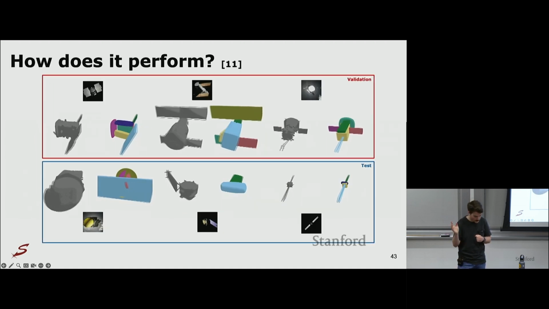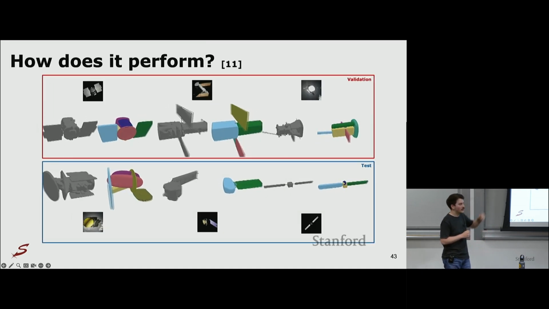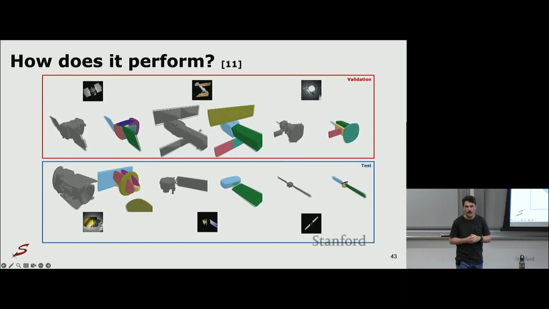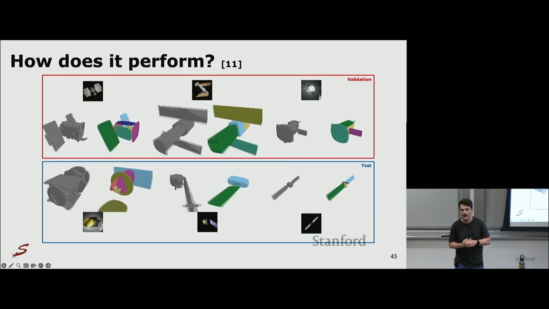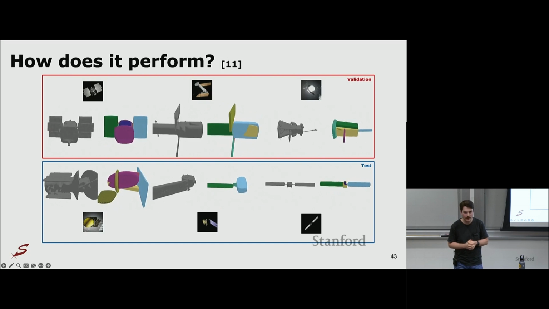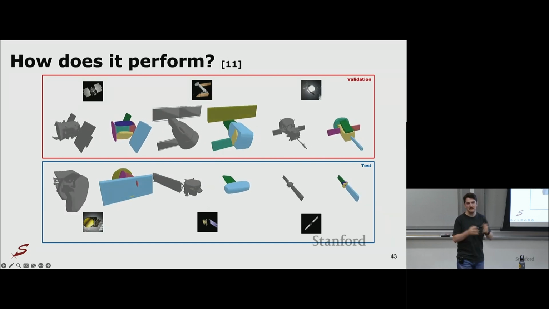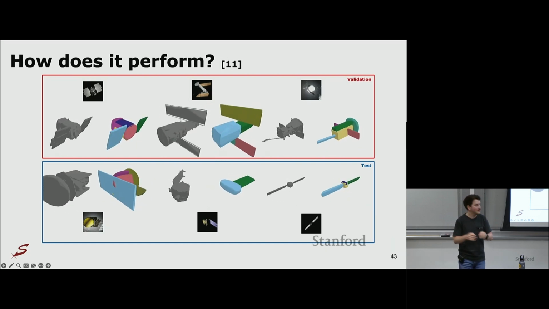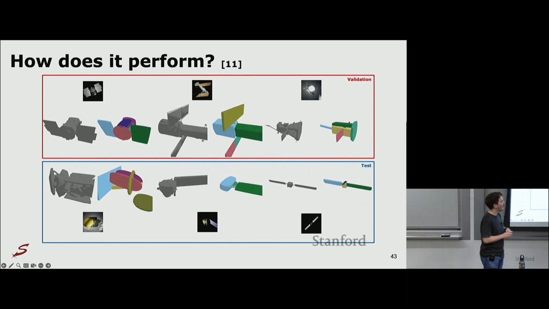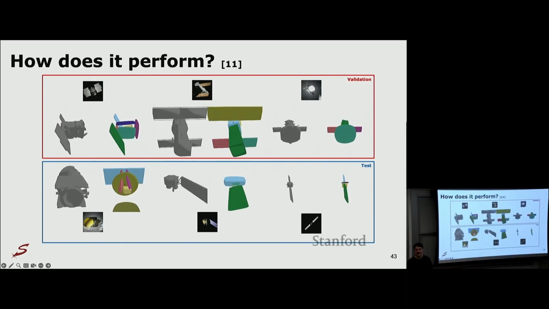So, with that being said, the top row gives you kind of coarse shape estimates of the satellites that were seen during training. And you see that it does an okay job. Again, coarse, but it's pretty good. The bottom row, on the other hand, gives you satellites that it never saw during training.